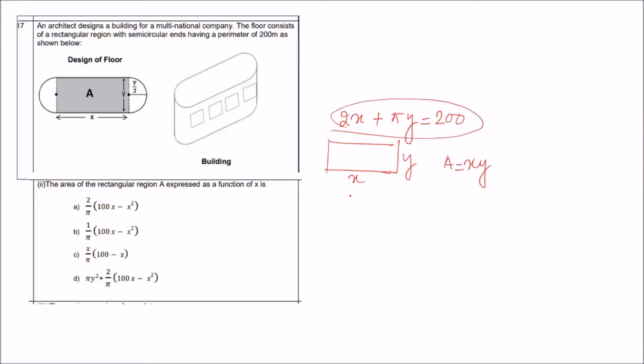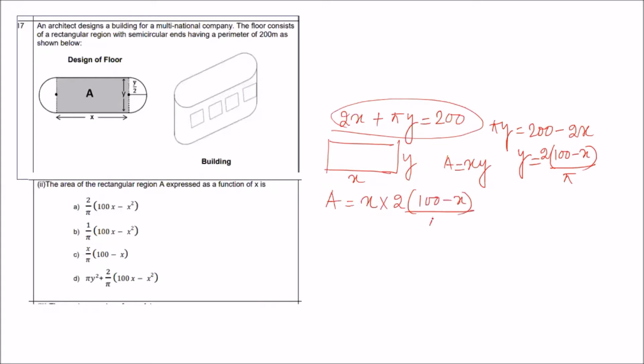So you can do it. A is equal to x into y. And what about y? Write down pi y is equal to 200 minus 2x. So y is equal to, I can take 2 common, 2 into 100 minus x upon pi.